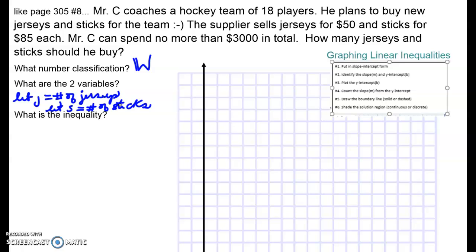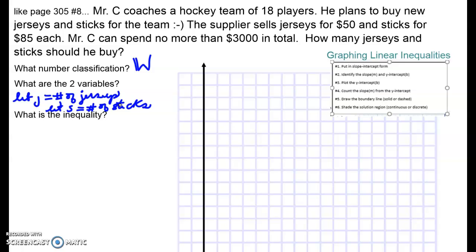Okay, I can see that you might be tempted to just write let j equal jerseys and s equal sticks. It's less writing, but I would like your definition of your variables to state exactly what the variable represents. And in this case, it's the number of jerseys and the number of sticks. So try to be specific as you define your variables.